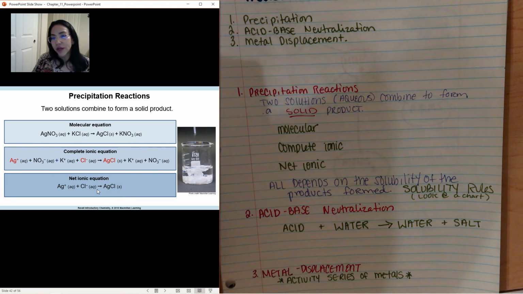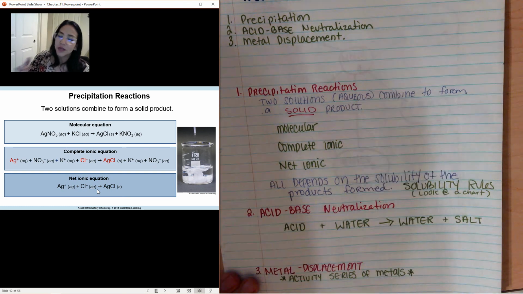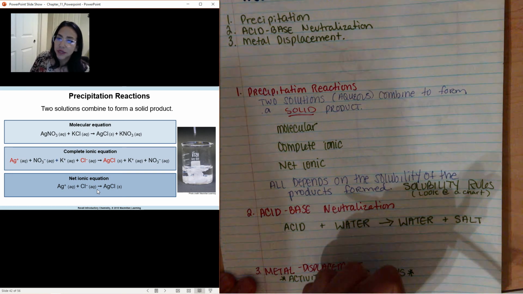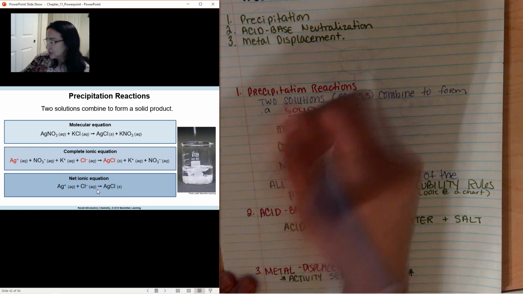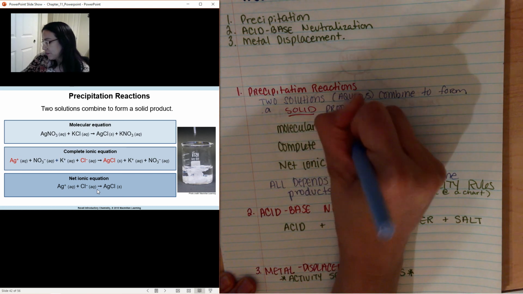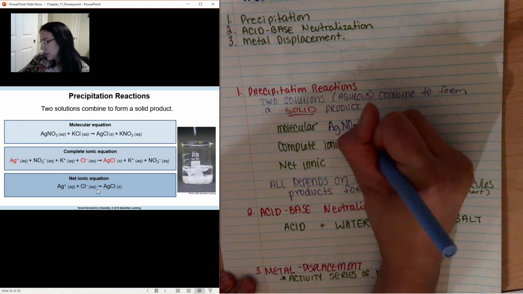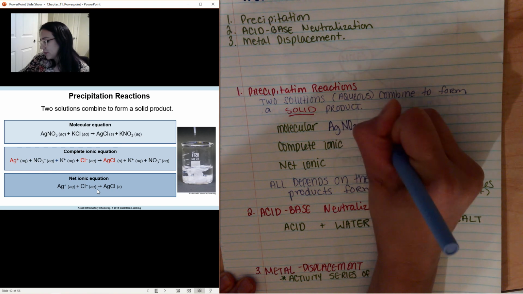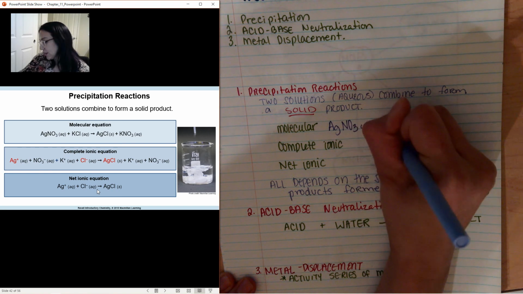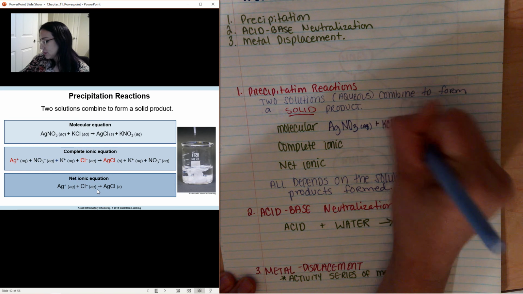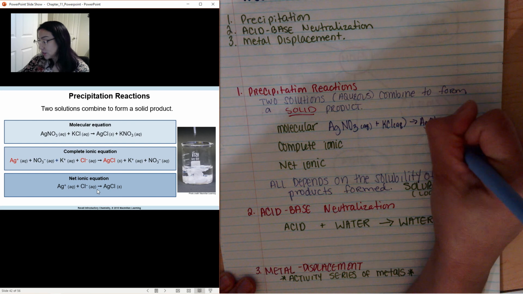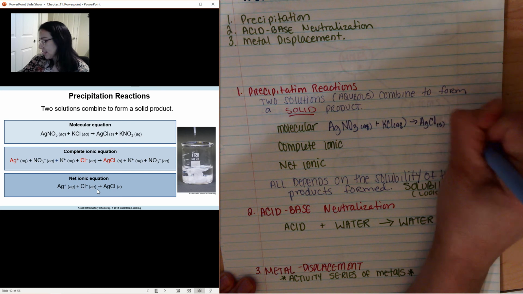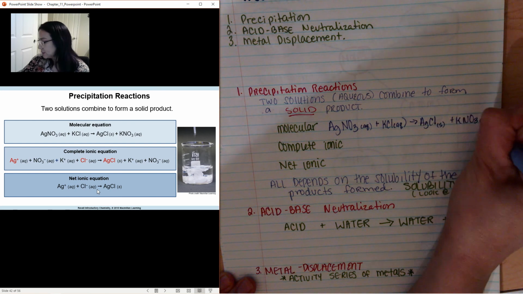So a molecular equation is basically when we write something out. And I'm going to use a simpler example just to help out. Actually, you know what? No, let's just use this one because it's already here and I don't want to mess up. All right, so silver nitrate, aqueous, plus potassium chloride, aqueous, creates silver chloride, solid, plus potassium nitrate, aqueous.